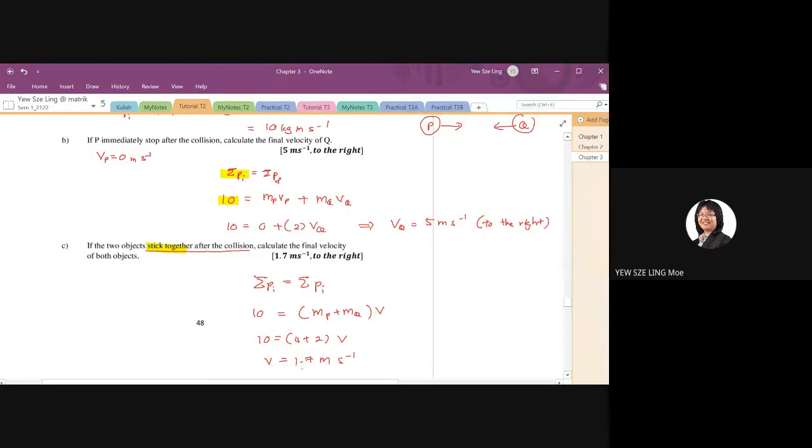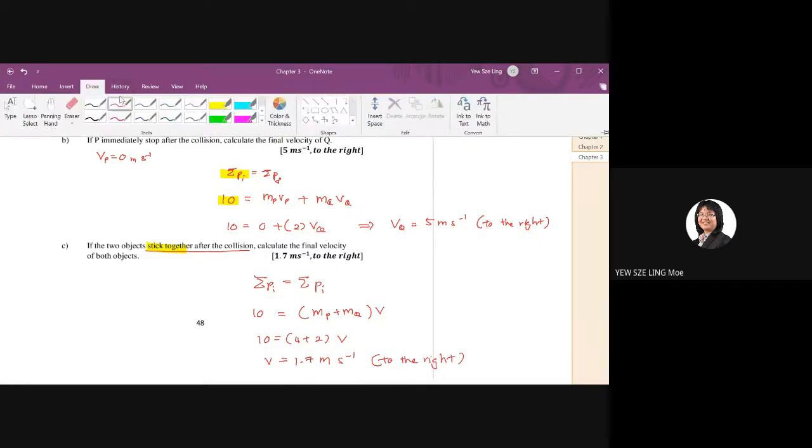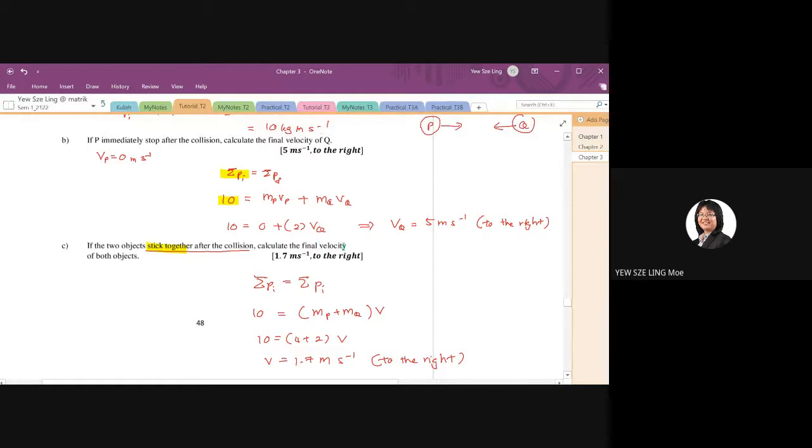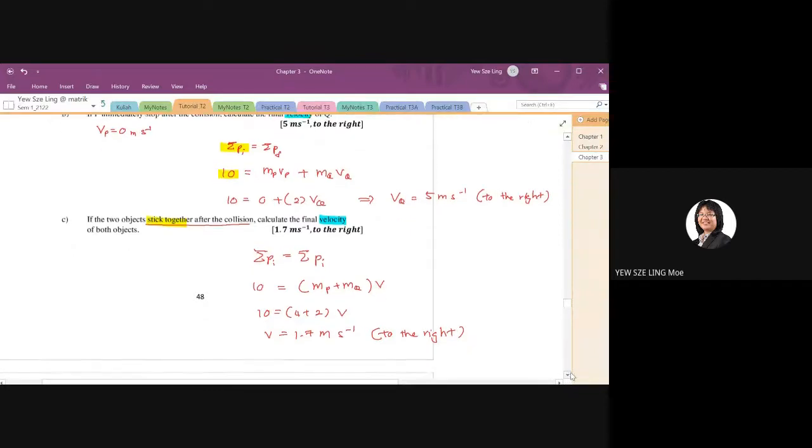So that is how you calculate it. Again, this is a positive value, so remember to put a bracket and say it is to the right. Because the question is asking for velocity, and velocity is a vector, you need to state its direction. So that is question number 3.